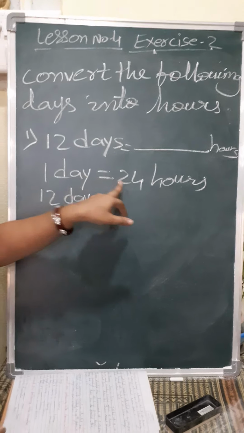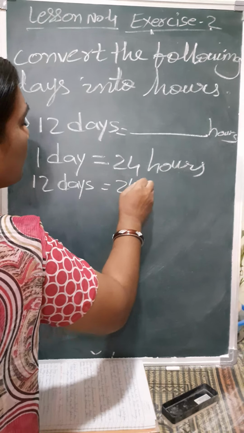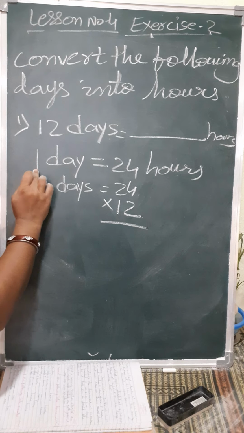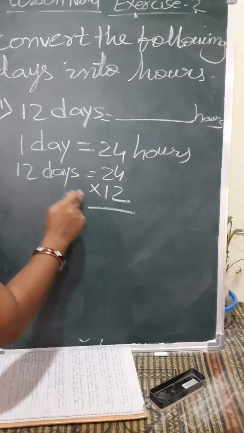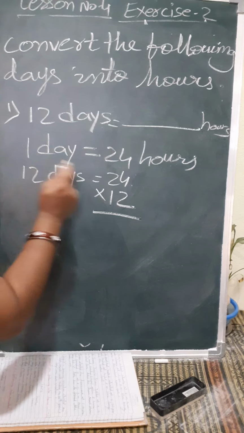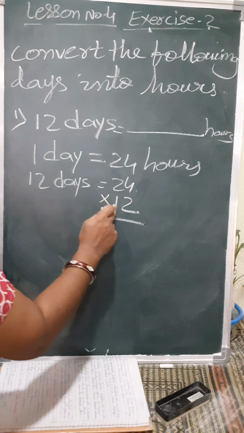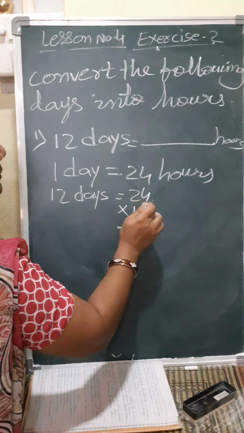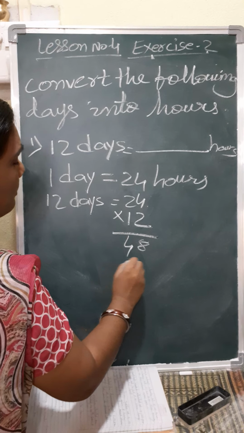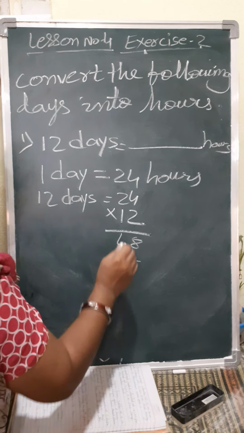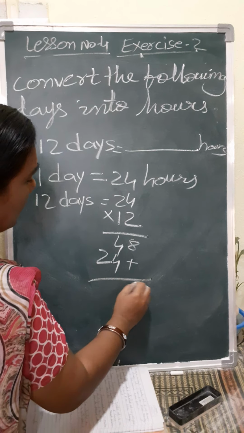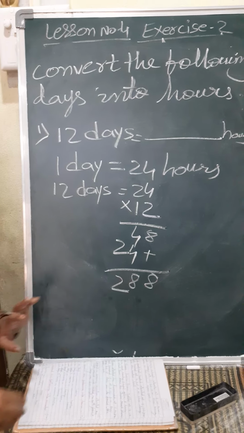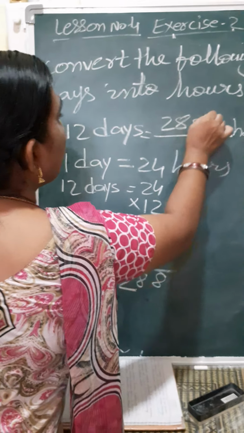We have to multiply 24 by 12. Whenever we are finding more, we always multiply. One day is given, and we are finding 12 days, so we multiply these two numbers. 2 4s are 8, 2 2s are 4. Now plus 1 4s are 4, 1 2s are 2. So 288 hours. We can write here 288 hours.